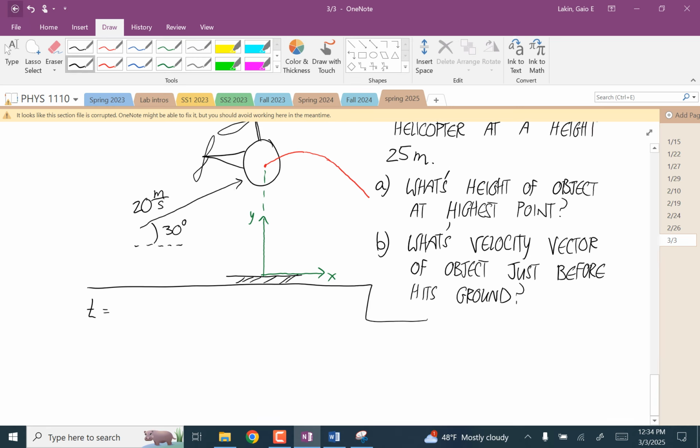And my time equals 0 is going to be the instant that it's dropped. And the time final is going to be the instant that it reaches the highest point. So as soon as you see something about highest point, what's the fact you know you're going to use? The y component of velocity is 0 at the highest point. So the instant it reaches the highest point.